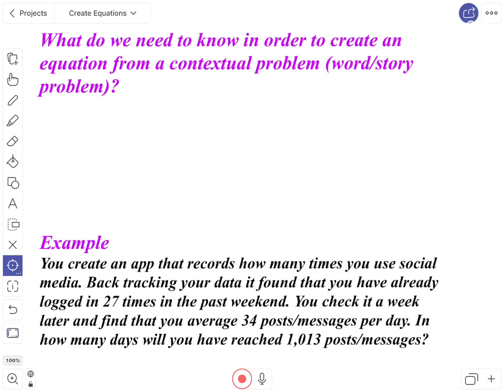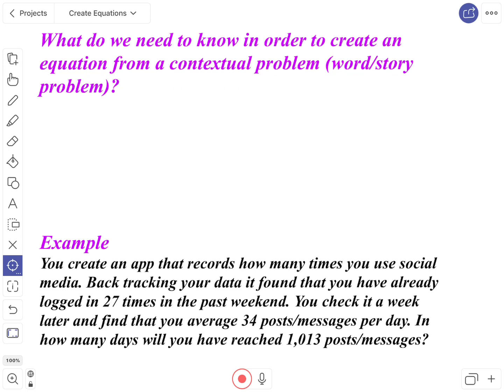All right, so taking a look at creating some equations here. Okay, so we're going to talk about creating equations from a contextual story problem, a word problem. You've probably heard all those different names used for it. So the first thing we need to think about is, well, let's start that over. What do we need to know in order to create an equation from a contextual problem?